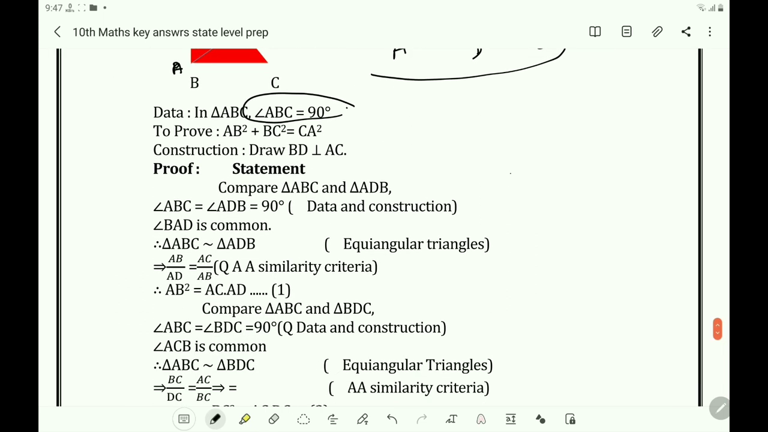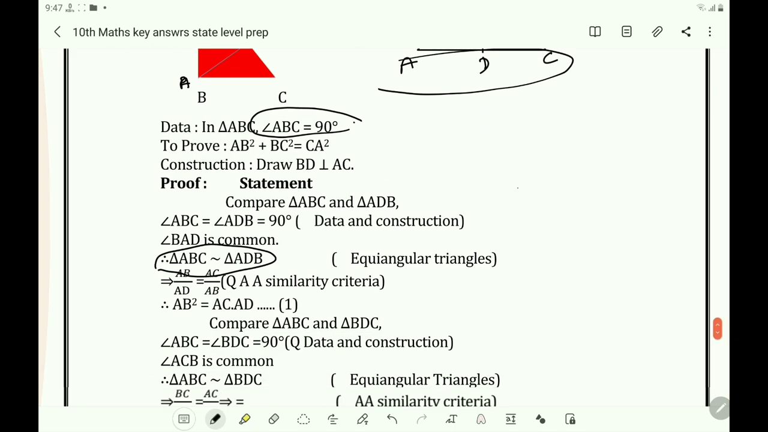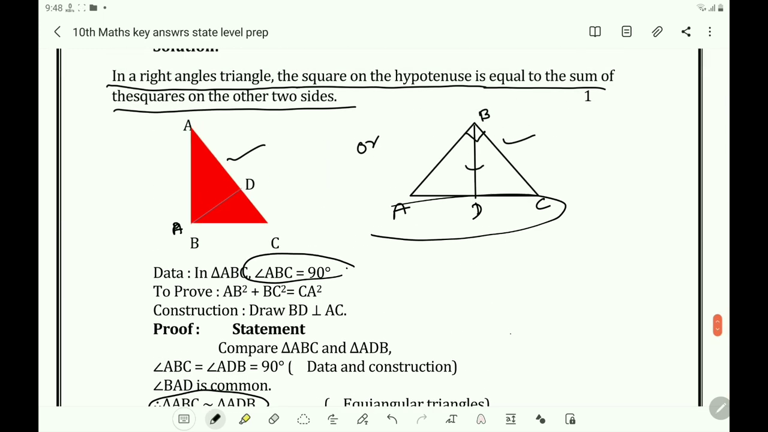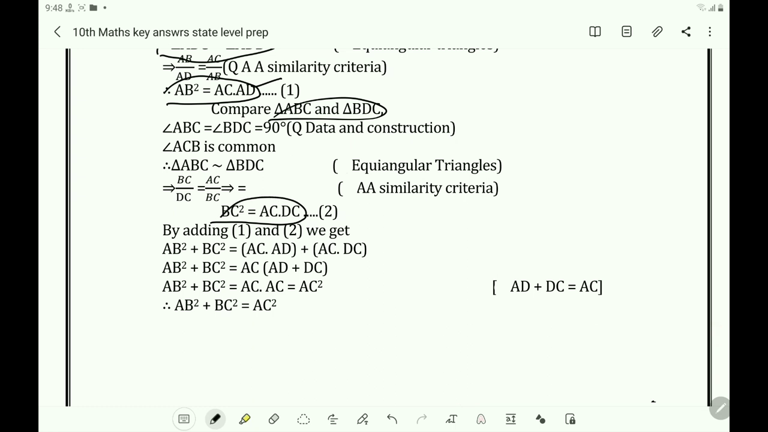Now, next steps, you know, compare the triangles and prove that triangle ABC is similar to triangle ADB, and you will get this relation. Go through the video lesson of the proof of the Pythagoras theorem, that is in the chapter triangle. With the help of that video lesson, you can learn the method of proving the Pythagoras theorem. Here you got AB square is equal to AC into AD. Next, you must take the triangles ABC and BDC. Again, you will get the relation BC square equals AC into DC.